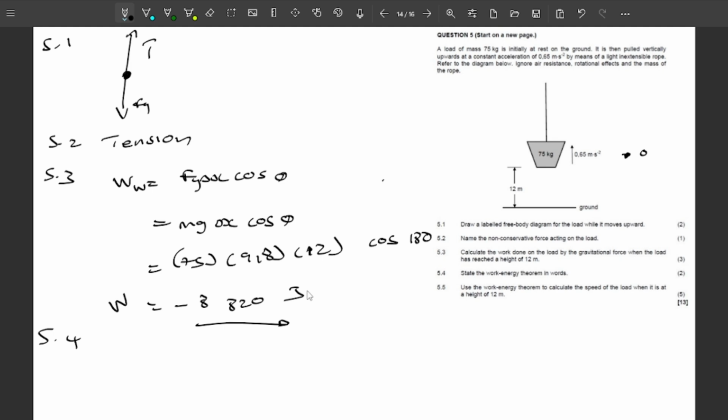Or the net work on an object is equal to the change in kinetic energy only, right? Good. Now 5.5.